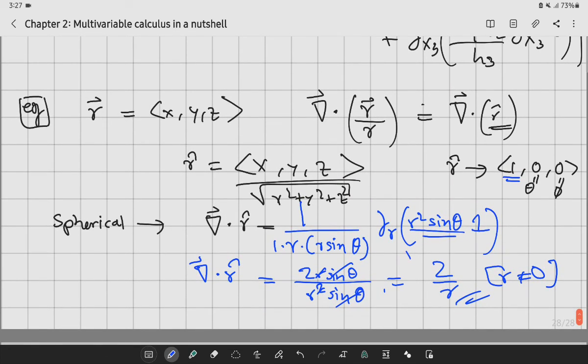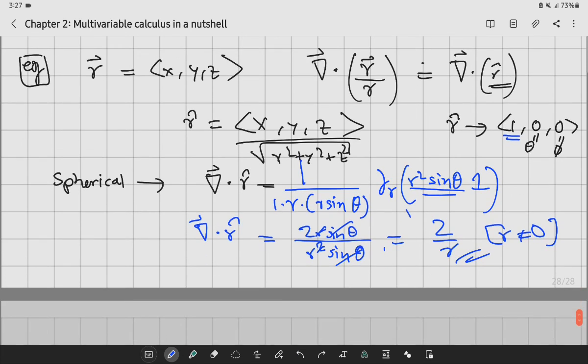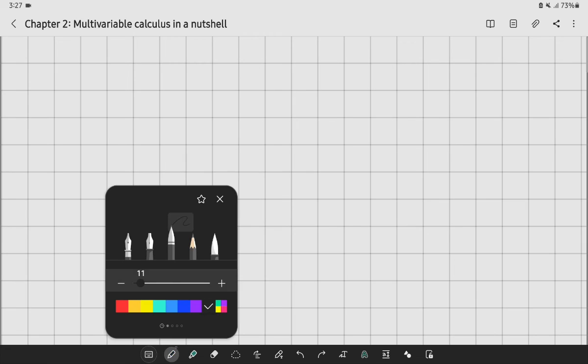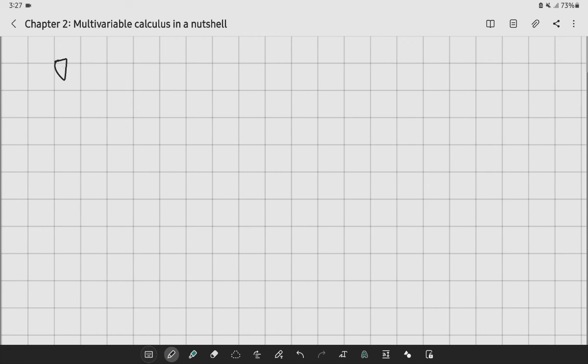You have to deal with 3 different components, each of them equally nasty. But it's not that difficult, actually. I mean, it's still doable. Problem is, not everything is easier. Everything is actually harder. So the next thing I want to do is give you an example of curl. The curl of the same thing, r hat. Again, this is quite simple.